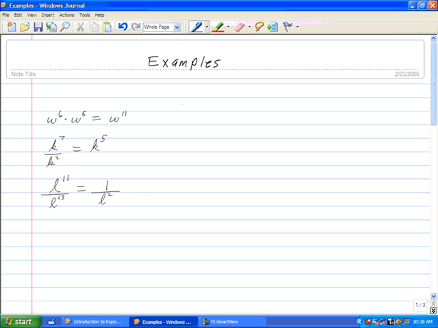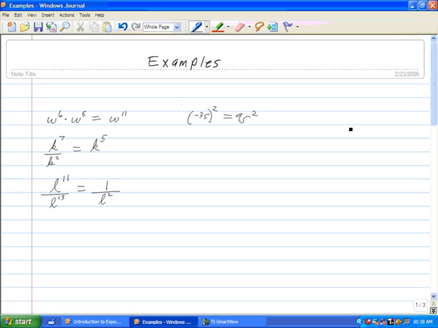Alright, now let's try one where we're going to use more than one rule at a time. Let's take negative 3s, squared. Alright, you're going to take the 2 and distribute it. Negative 3 times itself will be a positive 9, and s squared is just s squared.